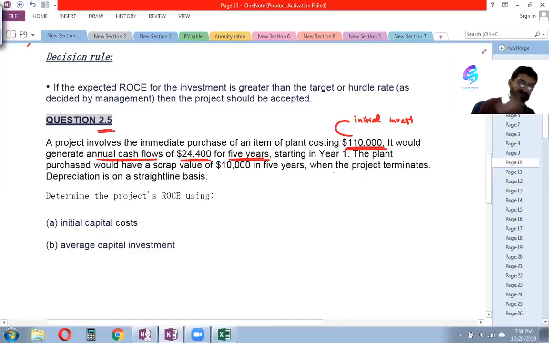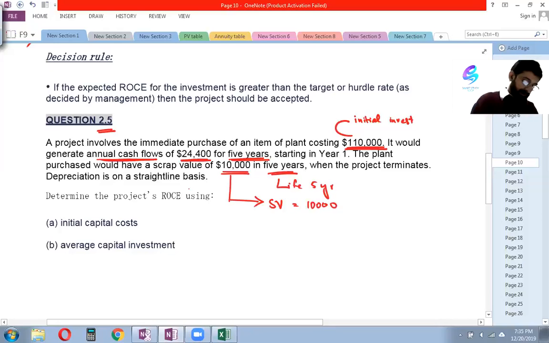Starting in year 1, which means at the end of the year, the plant purchased would have a scrap value of 10,000 in 5 years. So the life of the project is 5 years, and the scrap value is 10,000. That will be the scrap value when the project terminates, and depreciation is on a straight line basis.